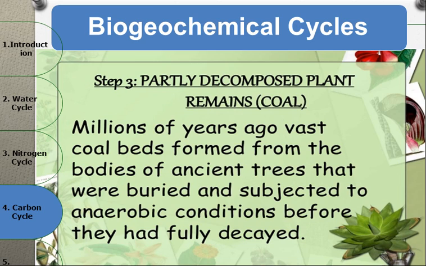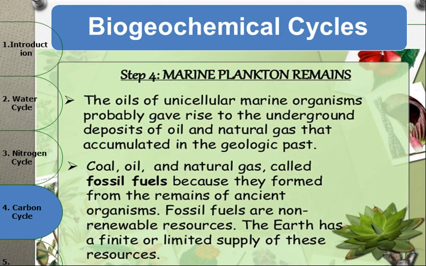The third step is the partially decomposed plant remains, that is, in the form of coal. Millions of years ago, vast coal beds formed from the bodies of ancient trees that were buried and subjected to anaerobic conditions before they had fully decayed. So they are partially decayed and present in the form of coal containing carbon.